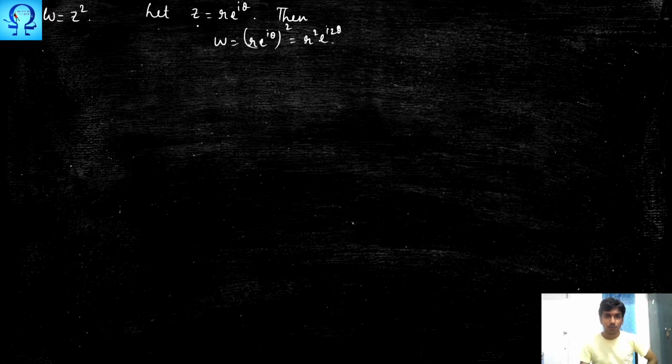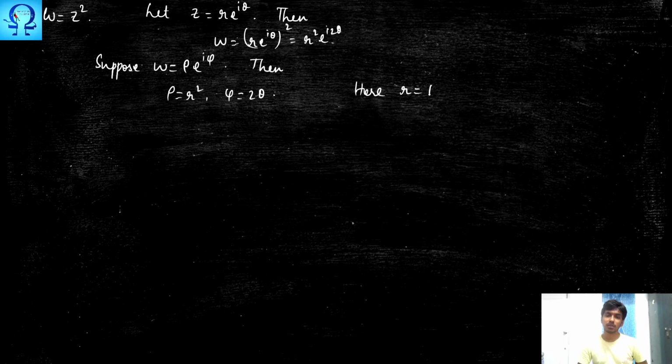Right? So when you give a polar notation to a complex number, similarly a notation shall also be given for this w. Suppose w is rho times e to the power iota times phi, then your rho is r squared and phi is 2 times theta. Here your r is nothing but absolute of z, and theta ranges from minus pi to pi.